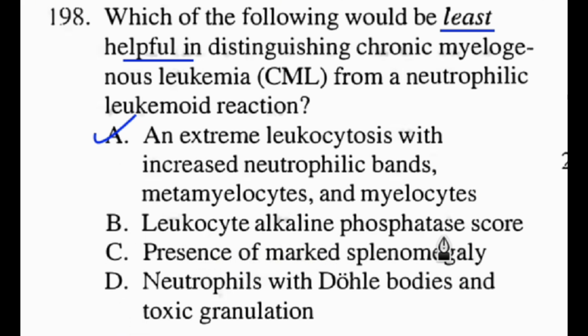Leukocyte alkaline phosphatase score, LAP score. This is the classic test. The LAP score is low in CML and high in a leukemoid reaction. Presence of marked splenomegaly. Enlargement of the spleen is common in CML but rare in a leukemoid reaction. Neutrophil vacuoles and toxic granulation. These are signs of a reactive process and seen in a leukemoid reaction but not in CML.